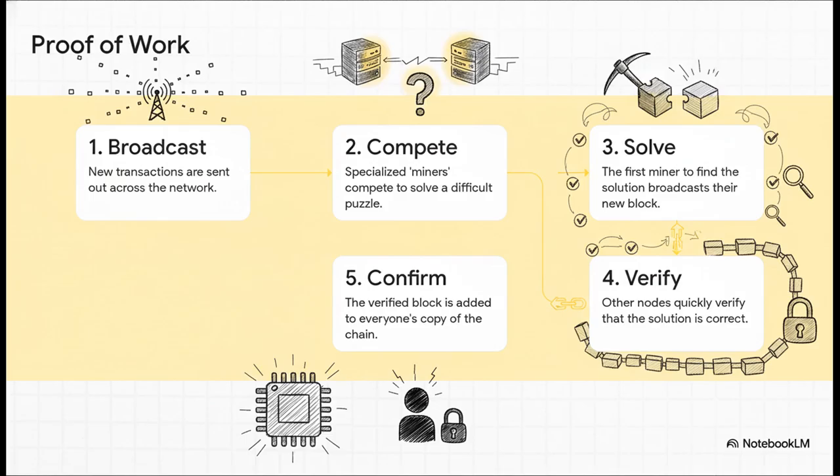First, new transactions are broadcast to everybody on the network. Then, these specialized computers called miners all start competing in a massive race to solve a really hard math puzzle. The first miner to find the solution gets to create the next block and broadcast it to everyone else. The other computers can verify that the solution is correct almost instantly, and if it is, boom, that new block is added to everyone's copy of the chain. This whole process takes an immense amount of computing power, which makes it incredibly difficult and expensive for any bad actor to cheat the system.